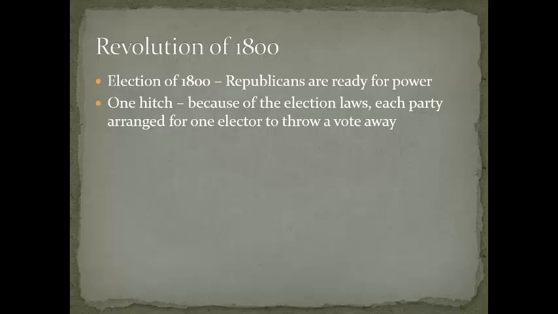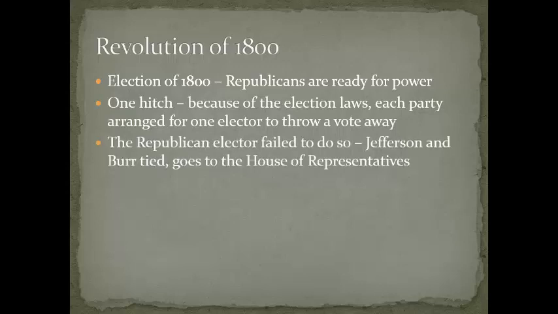Well, the Republican elector who was supposed to throw his vote away failed to do so. And as a result of that, Thomas Jefferson and Aaron Burr got the same number of votes. They tied. Under the Constitution, if there is no clear majority for president, that is 50% plus one, if nobody gets a clear majority for president, it goes to the House of Representatives. So Jefferson and Burr tied, and the election goes to the House of Representatives. Now, there was a lot of speculation that Aaron Burr arranged for this to happen because he wanted to become president and he thought he could win in sort of a backdoor manner.